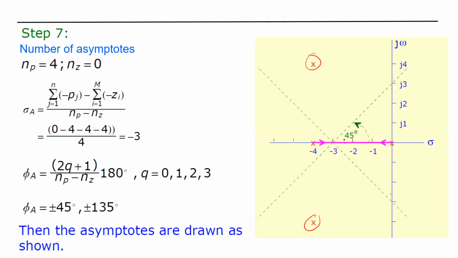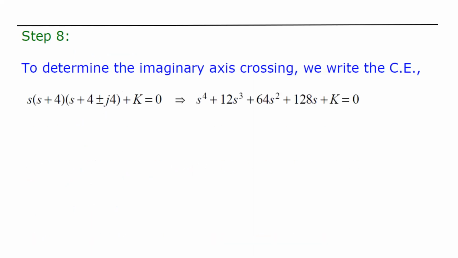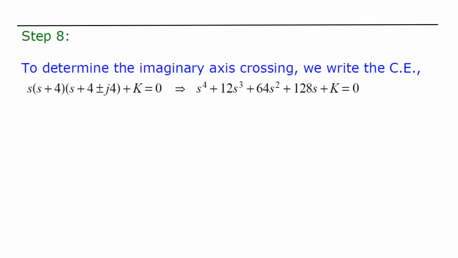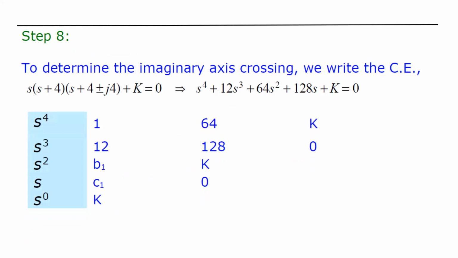Okay, I need 3 things. The breakaway, this point. Okay, so let me start by finding the j omega axis intersection. We said we do it from Routh-Hurwitz. So this is the characteristic equation. If this is the characteristic equation, how do we formulate the Routh-Hurwitz table?